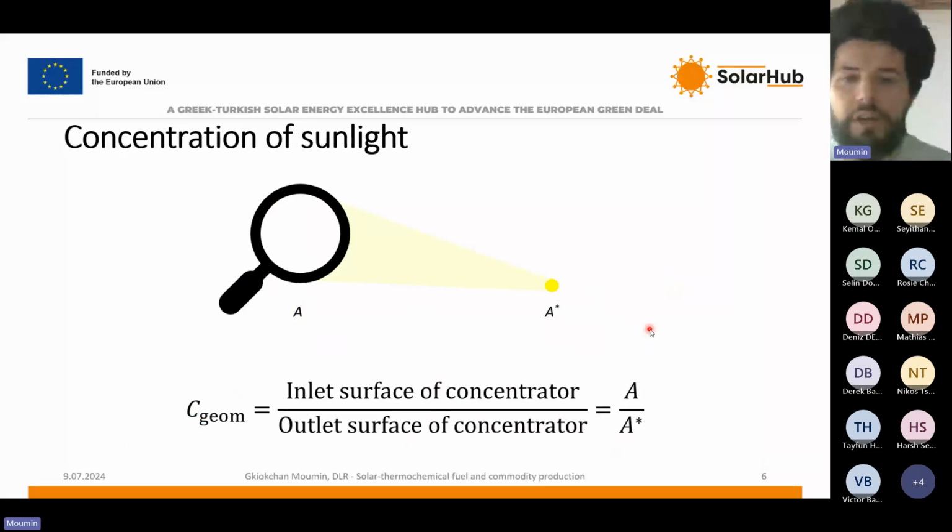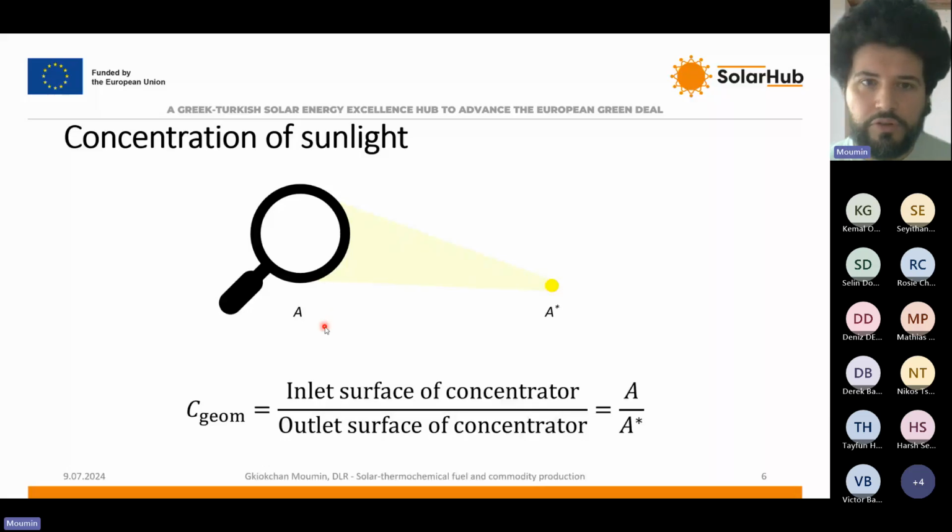The concentration of sunlight is defined by two quite simple factors. One is the surface area, the inlet surface of the concentrator. We can imagine this with a magnifier. All the radiation entering here is concentrated on a spot, and this is indicated with A star, and this is the outlet surface of the concentrator. And this is then the ratio. So you can imagine if this one is 1,000 times smaller than this one, the concentration factor is 1,000 basically.